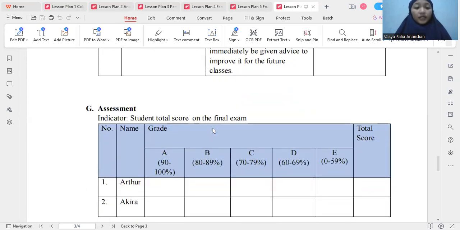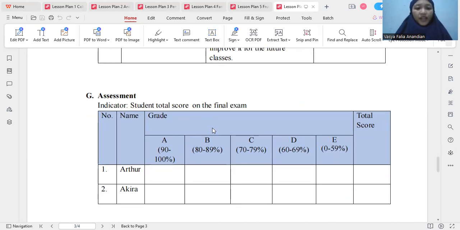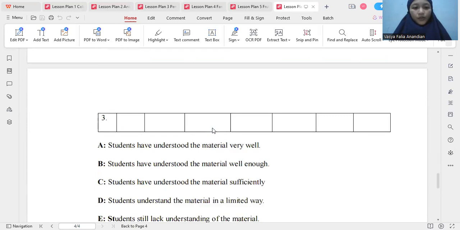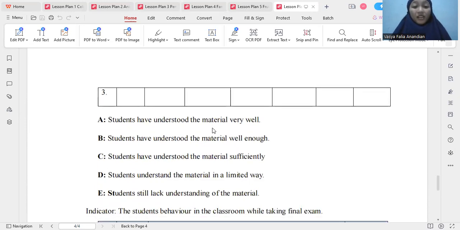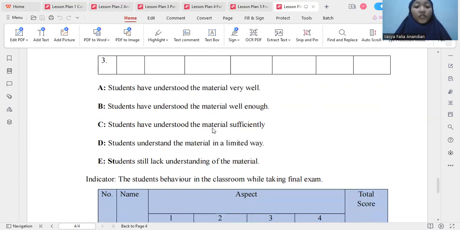This is the assessment for the final exam. So grade A is 90 to 100%, B is 80 to 89%, C is 70 to 79%, D is 60 to 69%, and E is 0 to 59%. And there's also a total score for it. A: students have understood the material very well. B: students have understood the material well enough. C: students have understood the material sufficiently. D: students have understood the material in a limited way. E: students still lack understanding of the materials.